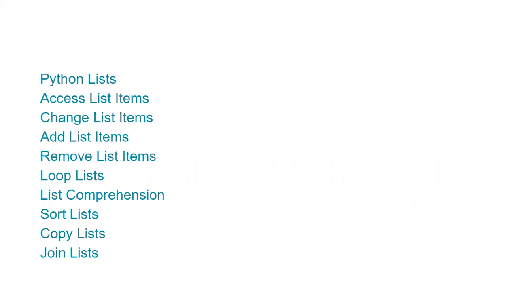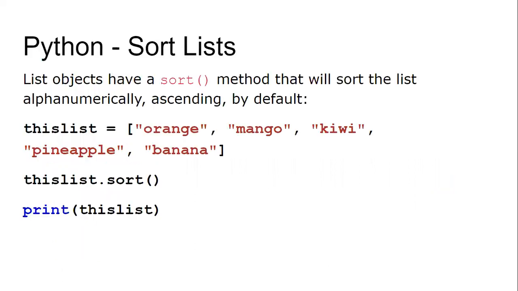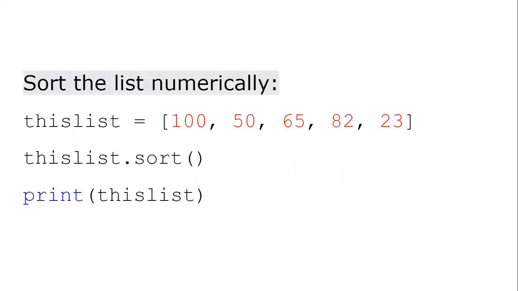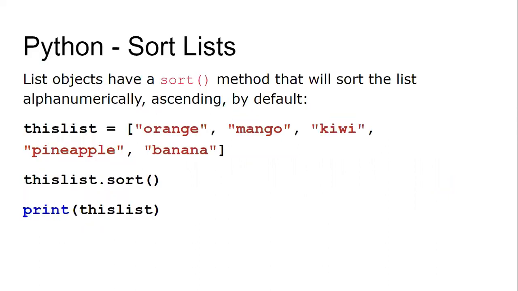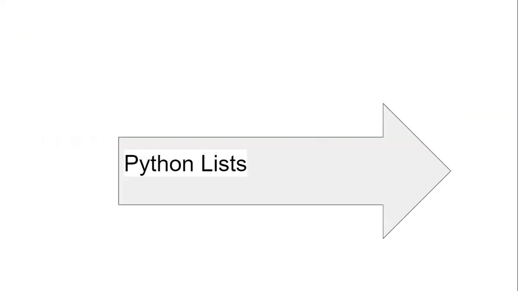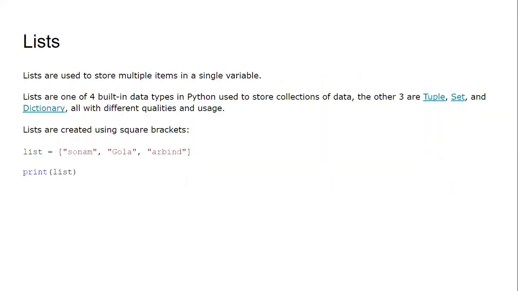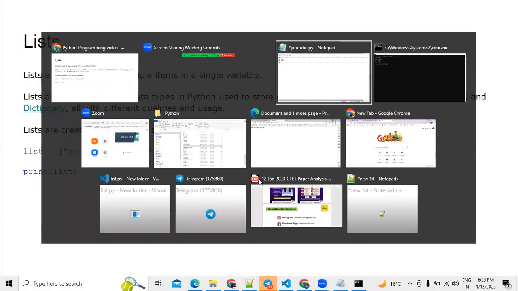So Python list topics are: change list items, add list items, remove list items, loop lists, sort lists, copy lists, and join lists. These are methods of the Python programming language. So we will learn each topic in a very strong approach. First we understand the Python basics in the list section.